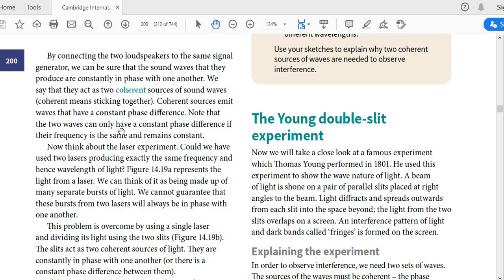Note that two waves can only have a constant phase difference if their frequency is the same and remains constant. So this is what we mean by constant phase difference. Again, this was also asked in the exam paper. So constant phase difference means their frequency is the same and remains constant. Coherent means they have a constant phase difference, and constant phase difference means their frequency is the same and remains constant.